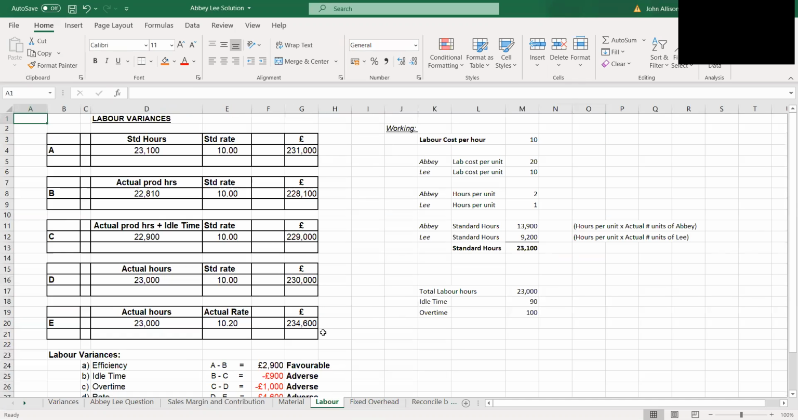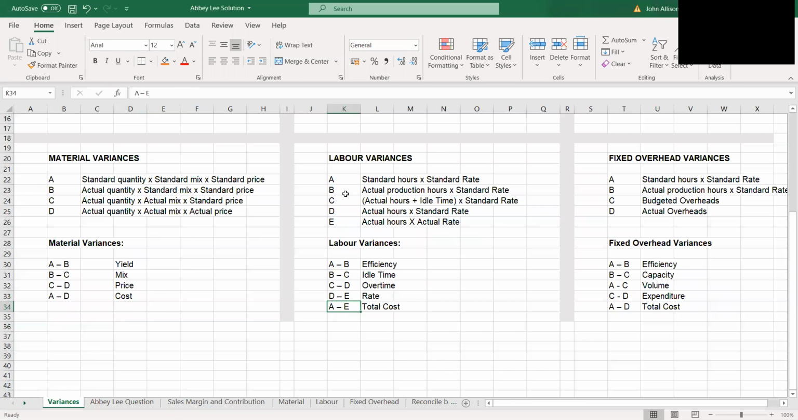So for the labour variances, we can see them here. The labour variances seem a little bit simpler than other ones. It's only two numbers this time. Standard hours times standard rate, then actual production hours times standard rate, then actual production hours plus idle time times standard rate, then actual hours times standard rate, then actual hours times actual rate.